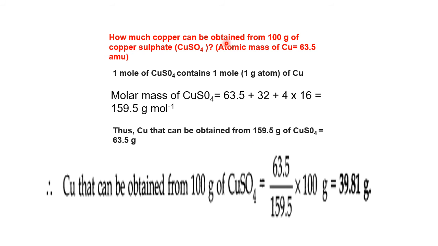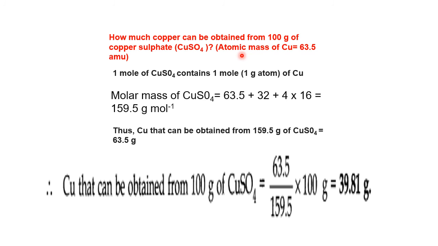How much copper can be obtained from 100 gram of copper sulfate, given that the atomic mass of copper is 63.5? Okay, right. When you see copper sulfate, it dissociates into what? Copper ion and sulfate ion. So 1 mole of copper sulfate gives 1 mole of copper and 1 mole of sulfate.